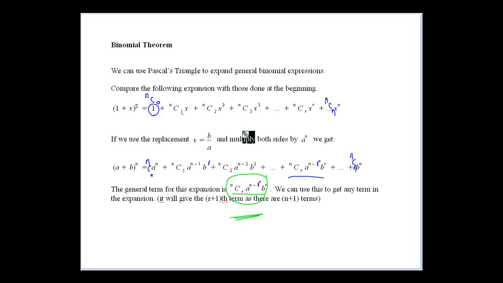What we should note as well is that if it's power of n, we're going to have n plus 1 terms. So if it's the power of 10, there's going to be 11 terms. If it's power of 4, it's going to be 5 terms in our expansion. So keep that in mind, that we're going to start with nC0, finish with nCn, so there'll be n plus 1 terms there. So keep that in mind as we go through and do these ones.